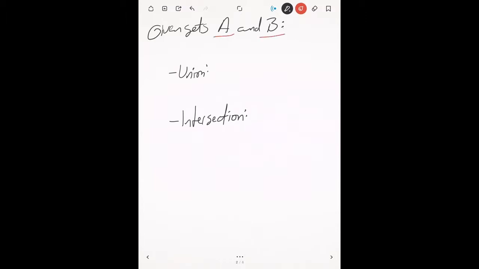The union of A and B is the set of elements that are in either A or B. So the union is going to be the set of elements that are in either A or B. And we're going to use this little symbol, a capital U, to describe it.